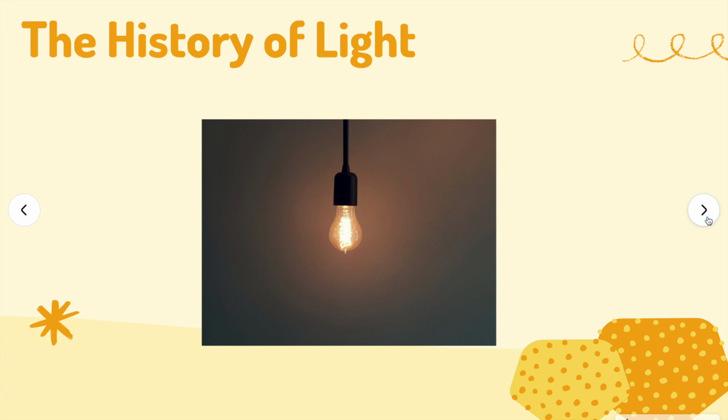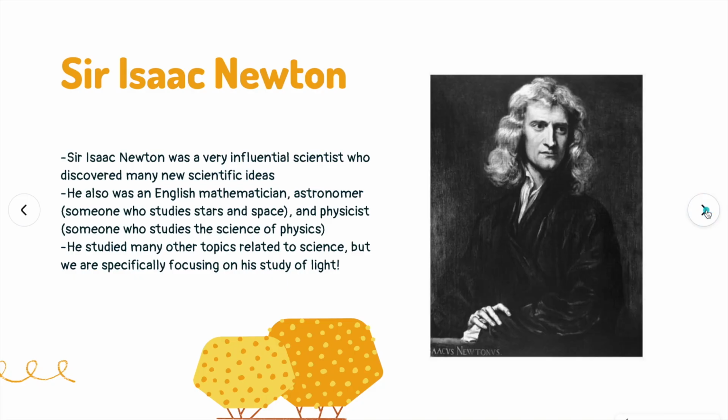The history of light. First off, we'll start with Sir Isaac Newton. Sir Isaac Newton was a very influential scientist who discovered many new scientific ideas. He also was an English mathematician, astronomer, someone who studies stars and space, and physicist, someone who studies the science of physics. He studied many other topics related to science, but we are specifically focusing on his study of light today.